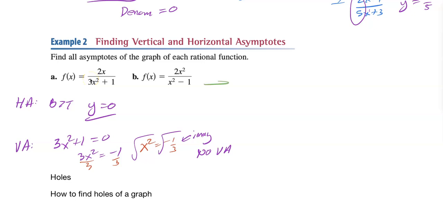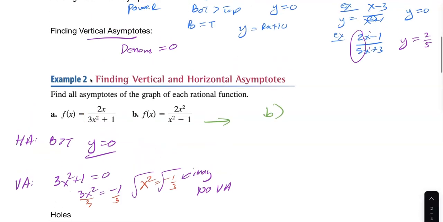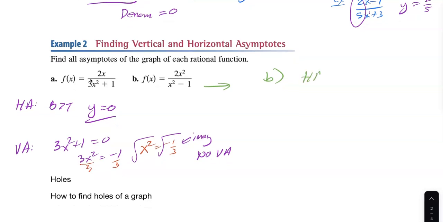The next one, B. So first thing, horizontal asymptote, always do that first. Then we're going to do vertical. So horizontal, they match. So we're going to take the ratio. The ratio here is 2 over 1. Right? The coefficient of the top one is 2, coefficient of the bottom one is 1. So y equals 2. There's my horizontal. Vertical, we're going to set the bottom equal to 0.